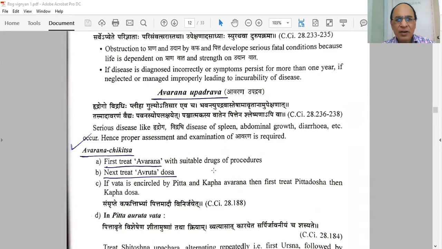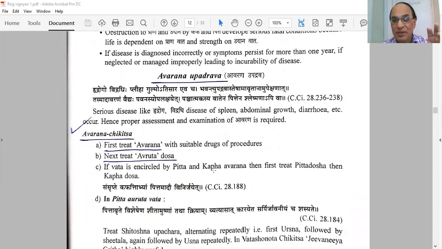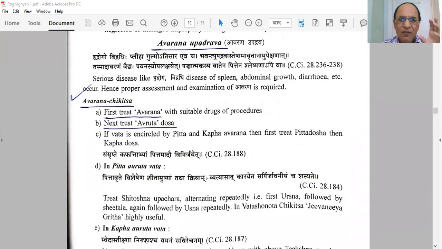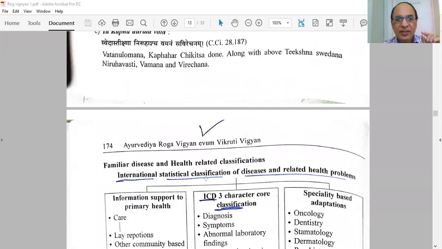Okay. Then here you can get Avarana Upadrava and Avarana Chikitsa. Basically, I like Avarana Chikitsa very much. First, treat the Avarana with suitable drugs or procedures, and next, treat the Avruta dosha. This is very important. So, the principles of Avarana management are given very nicely.